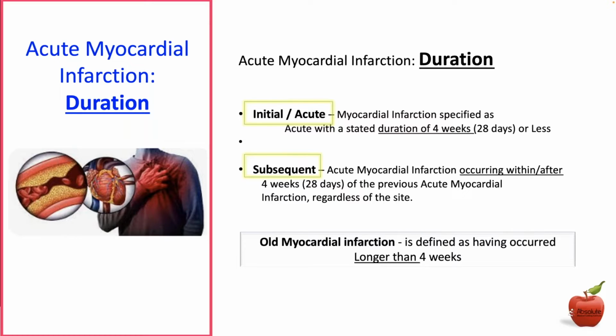The first one is straightforward. You just code according to the documentation. For the second one, you need to know when the first one occurred in relation to that subsequent one. And if it's beyond 28 days, we call that an old myocardial infarction. So it's important that you know what an acute infarction is, what a subsequent infarction is, and what an old infarction is.